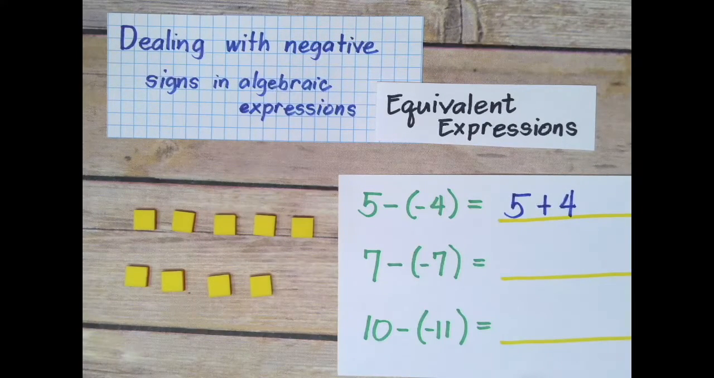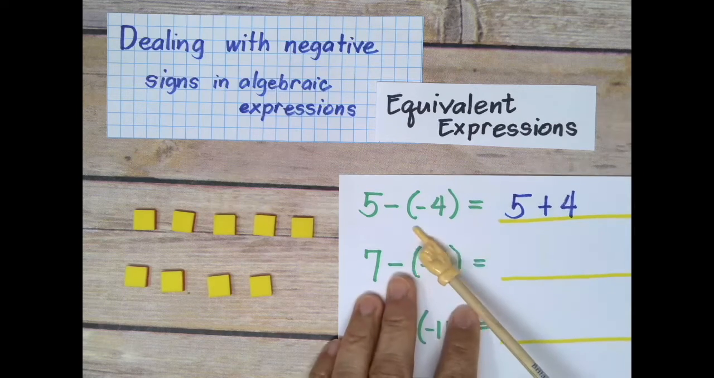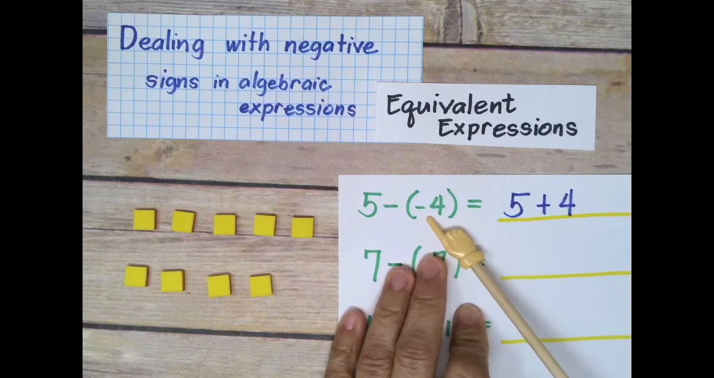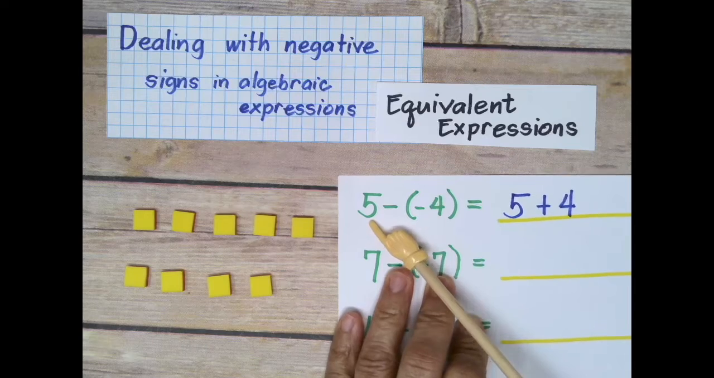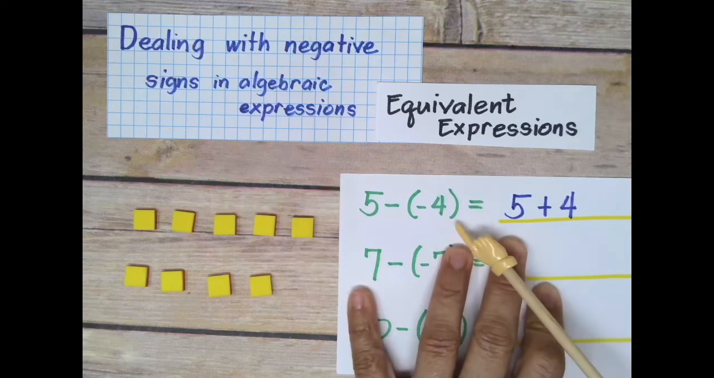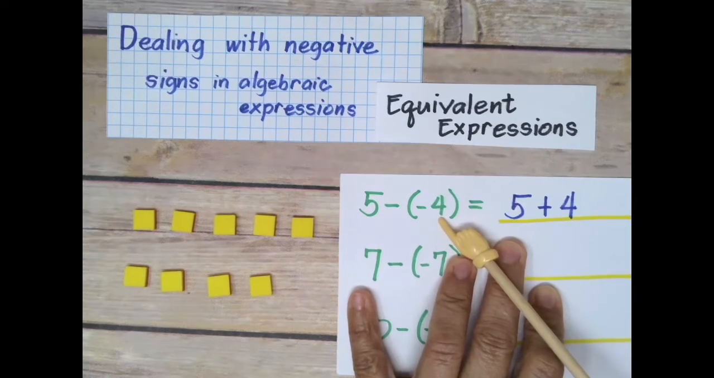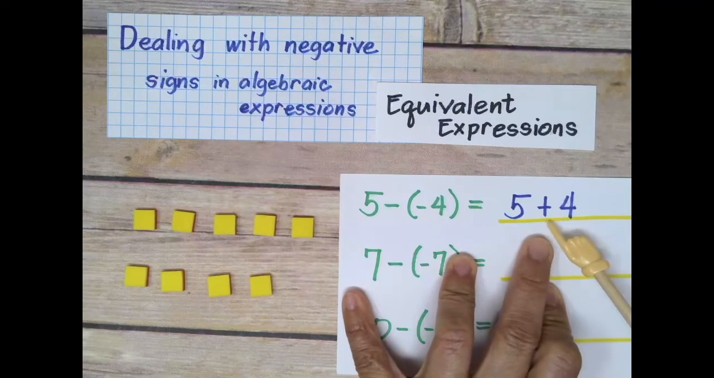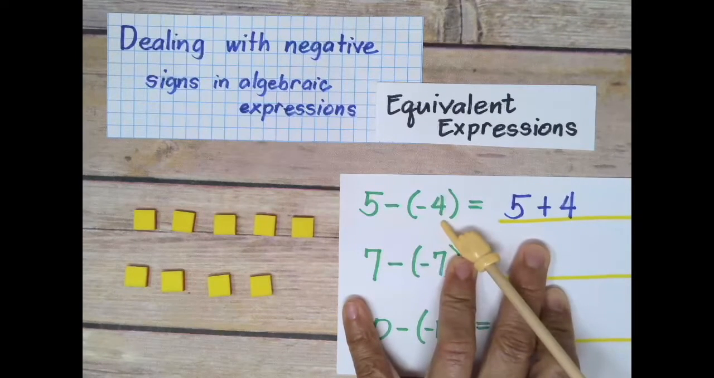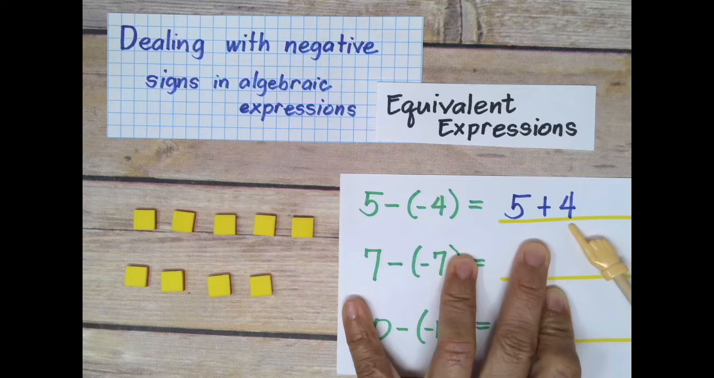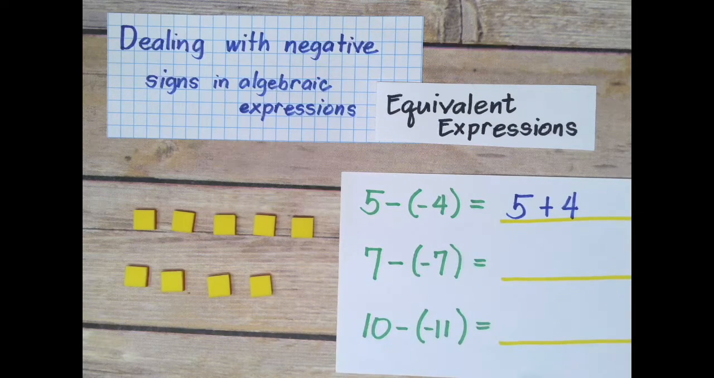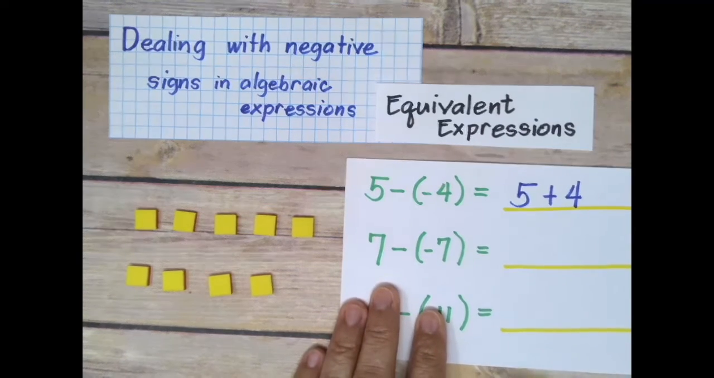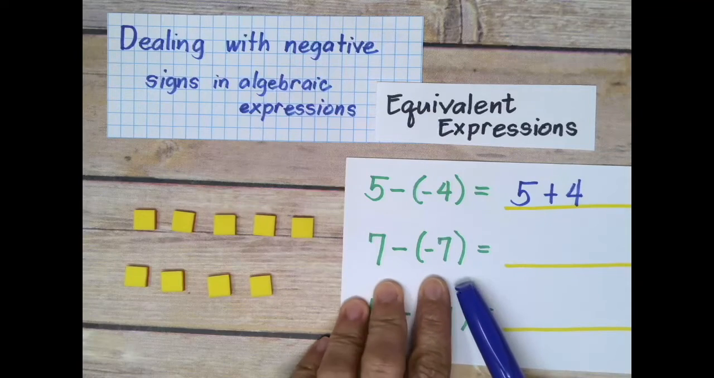Okay, so what do we have here? We see that subtracting negative 4 from 5 gives us, instead of subtracting 4, we are adding the opposite of negative 4, which is positive 4. So let's see if it works with 7 minus negative 7.